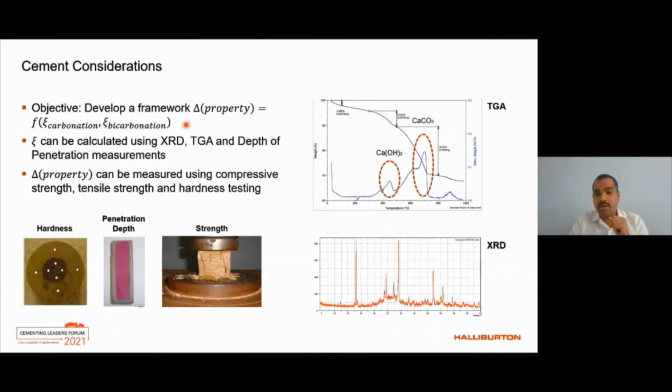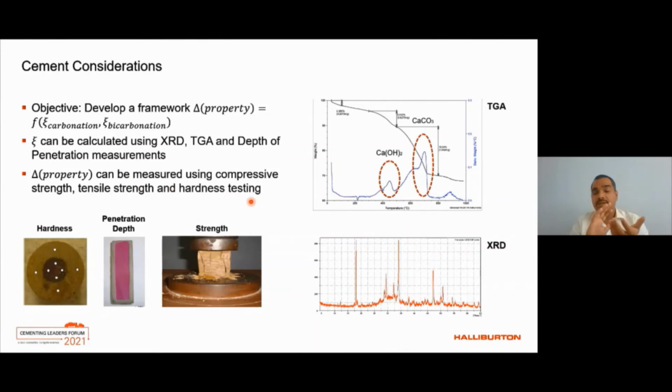Now, the problem itself is complex because any single measurement would not help you address this challenge. You need different types of measurements, which are mechanical in nature and chemical in nature. They have to come together to be able to address this challenge. So the degree of reaction itself can be tracked and estimated using different characterization techniques like XRD, thermogravimetric analysis, and depth of penetration measurements. And the change in the mechanical property can be measured using compressive strength, which is a bulk property, tensile strength, and also hardness, which are surface properties.